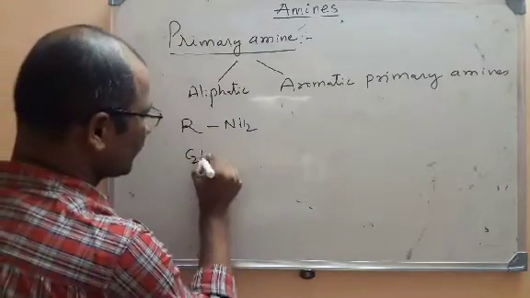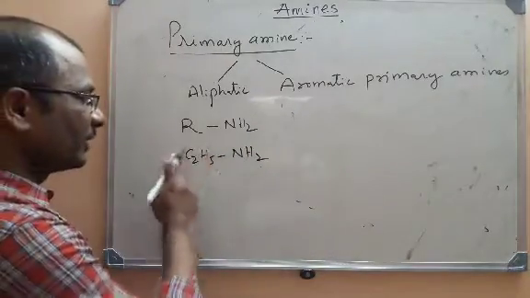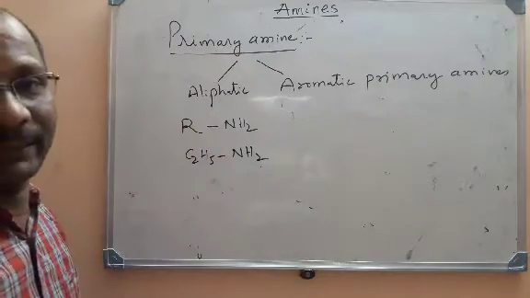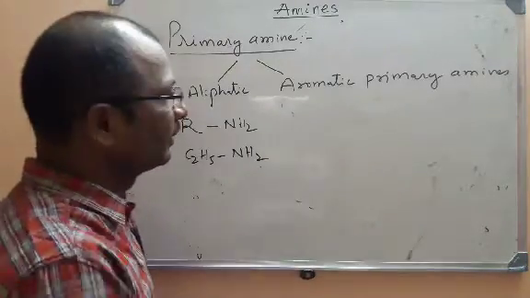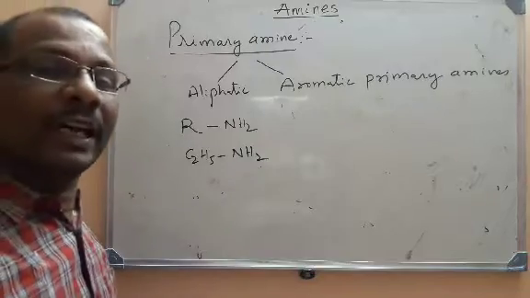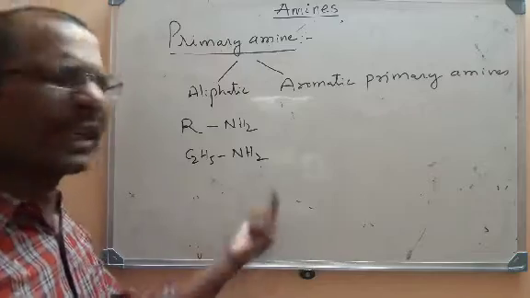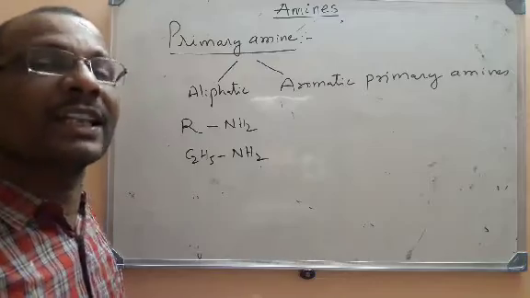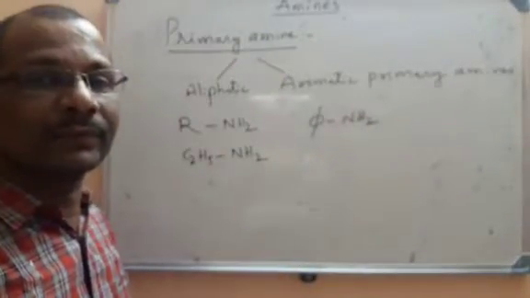For example, C2H5NH2. This is a primary amine, but here the hydrogen is replaced with an alkyl group, so it is an aliphatic primary amine. The hydrocarbon part is aliphatic. Now we will go for the aromatic primary amine. You know now, in ammonia, if we replace one hydrogen with an aromatic ring, that is an aryl group. For example, C6H5NH2. Here you can write even R, where R means an aryl group.